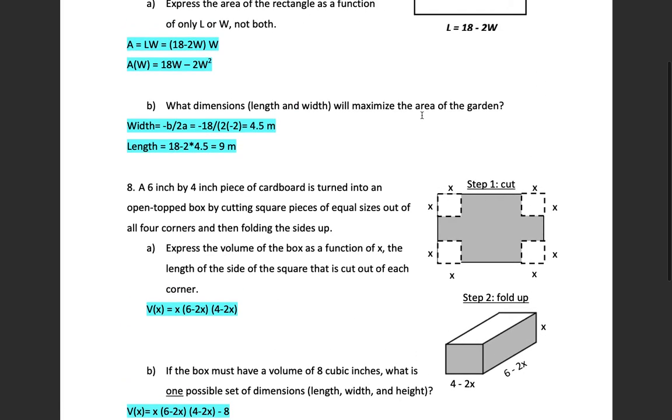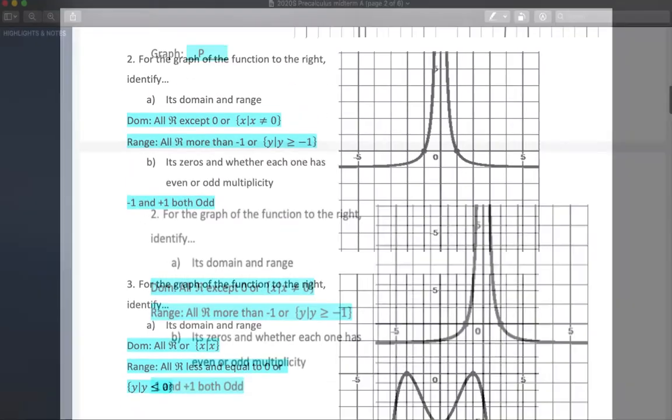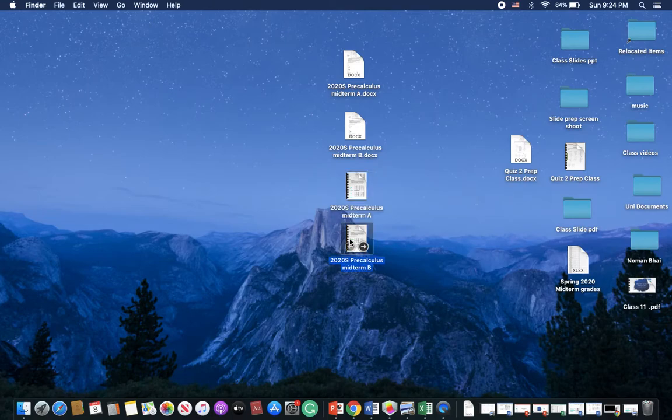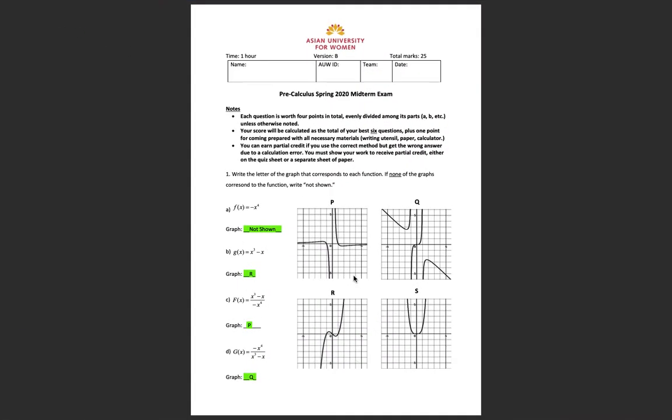Anyway, so this is the version A solution, and I have the version B solution also. Let me show you the version B solution, because they are similar, so it will not take too much time to discuss. They are similar. Just in version B, we changed the orientation or position of the things a little bit. Suppose this question was not a number in version A, it was some other question. Now we just change their position.